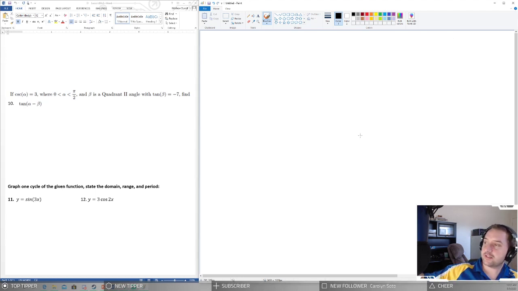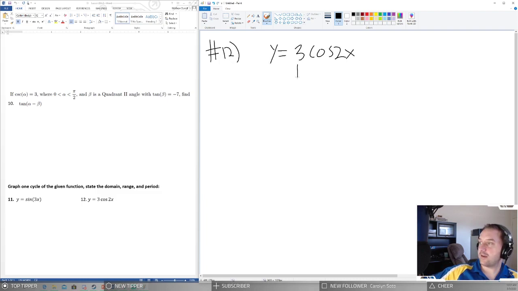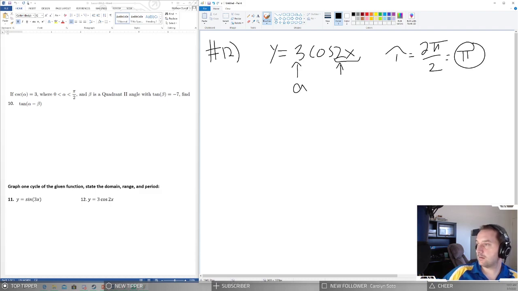And graphing sine and cosine, let's look at number 12. So y equals 3 cosine of 2x. So I have an amplitude of 3. I have a period change. So if I want to think about that, it's 2 pi over b. So my period is pi. My parent graph is cosine. So it's going to look like this.